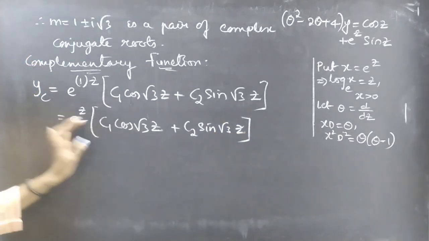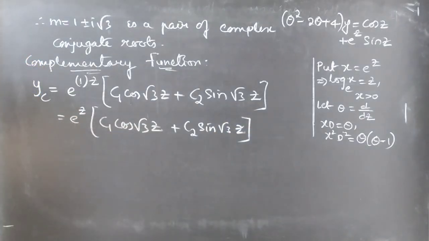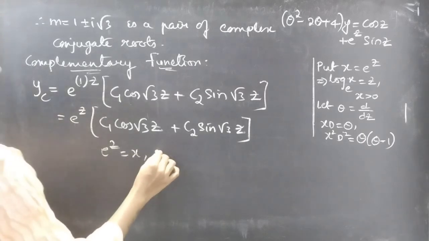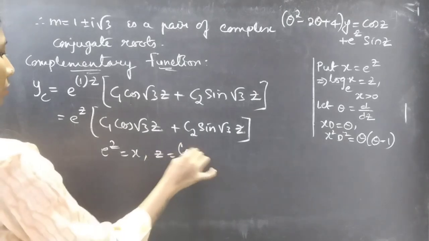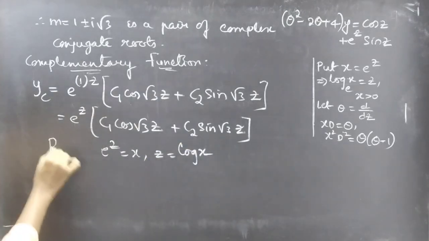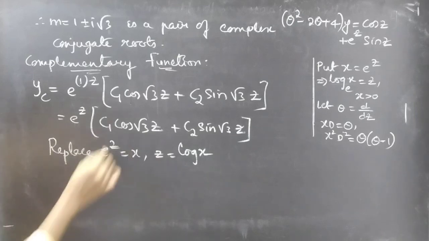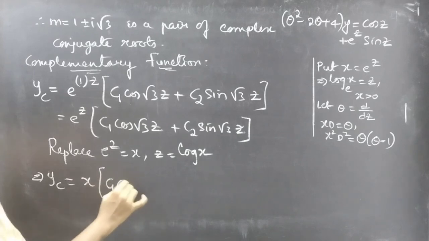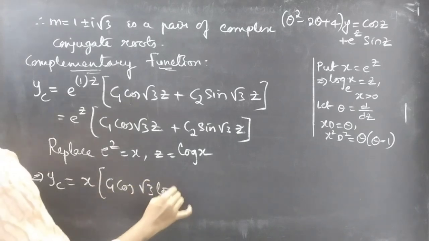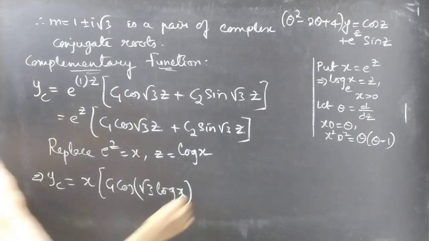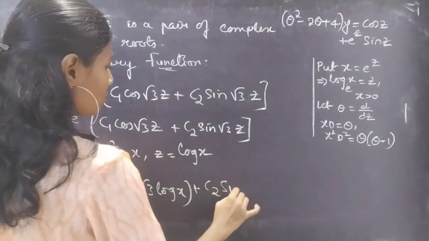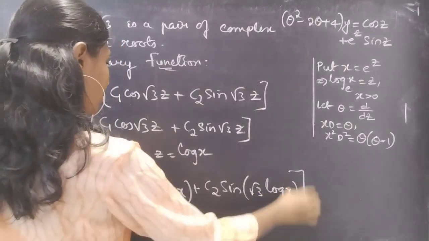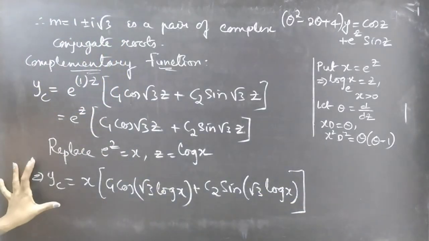Now we have yc in terms of z, but we need to write it in terms of x. So what we'll do, we'll just replace e power z by x and z by log x. Okay, then yc becomes x into c1 cos root 3 log x plus c2 sin root 3 log x. Okay, so we got yc.